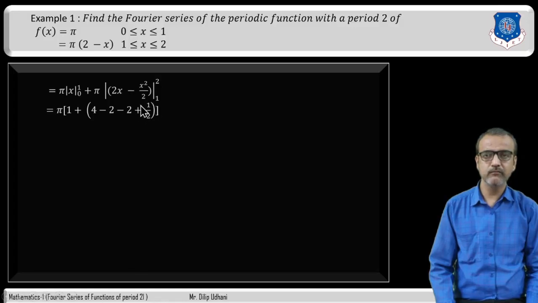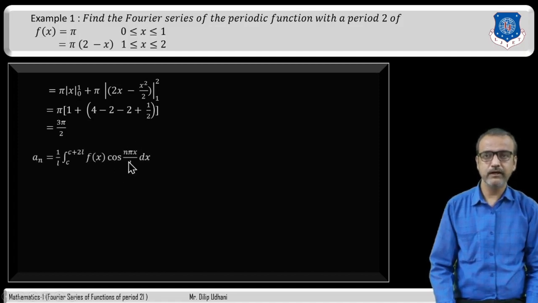Then for the lower limit 1, it will be minus 2 into 1, so that is minus 2. Then minus minus plus, 1 square is 1 and divided by 2. Now 4 minus 2 will cancel out. So it is 1 plus 1 by 2, so that is 3 by 2. And if you multiply 3 by 2 by pi, you will get 3 pi by 2. So this is the value of A0.